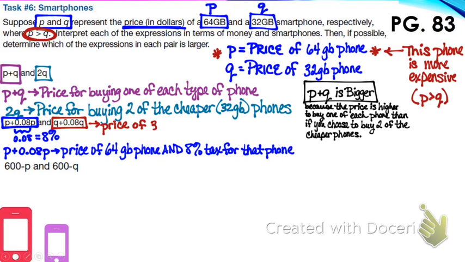Price of a 32 gigabyte phone and 8% tax for that phone.